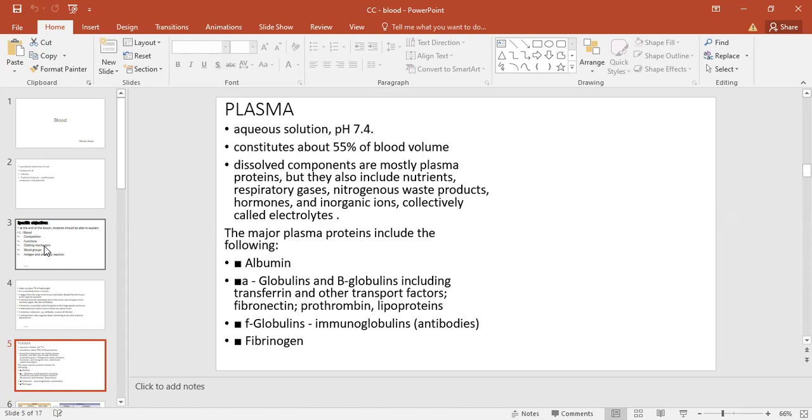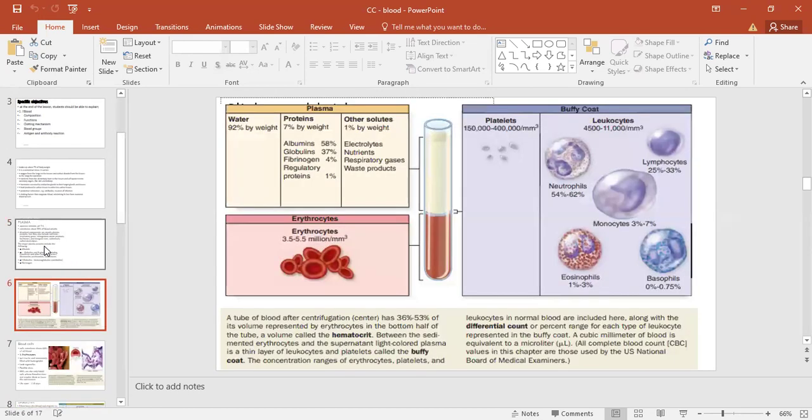Then we have alpha and beta globulins. These include transferrin, fibronectin, prothrombin, and lipoproteins. And then we have immunoglobulins, which are part of the gamma globulins. And then we have fibrinogen. In fact, apart from fibrinogen, we have other clotting factors also suspended in protein.